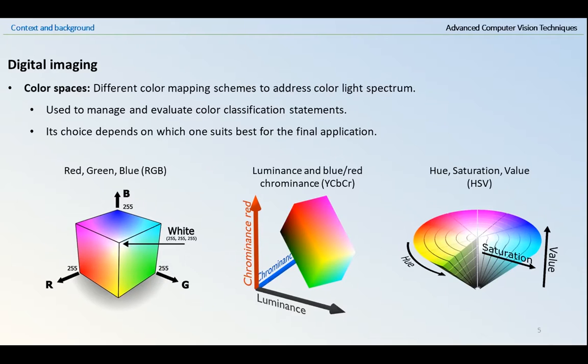But there are also other color spaces, like the luminance and blue-red chrominance, or YUV, and the HSB color space. Those are representing the same colors, but they have different coordinate systems to reference the same colors. Having those different color spaces is useful in computer vision because some of them can be more handy when we want the computer to classify specific colors that we are interested in finding.